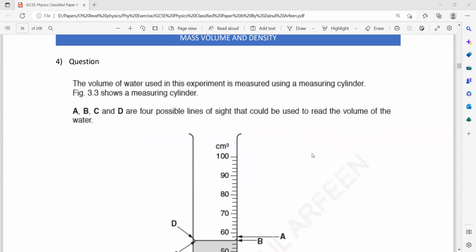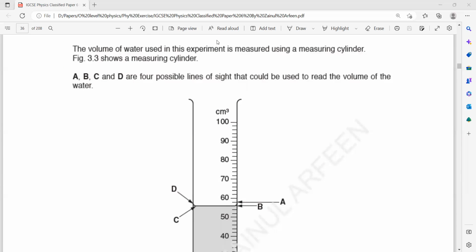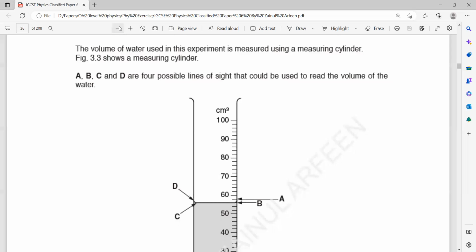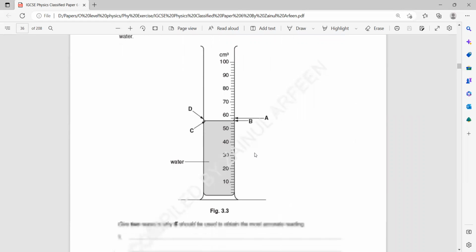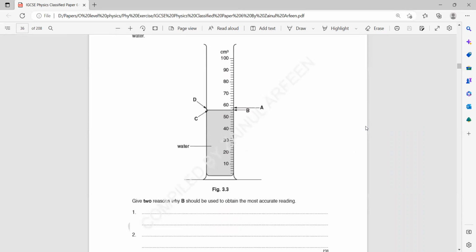The next question: the volume of the water used in this experiment is measured using a measuring cylinder. Figures A, B, C, D are the 4 possible positions. Give 2 reasons why B should obtain the most accurate reading. So B, because it's reading the bottom of the meniscus, that's right. That's one way. What about the other?